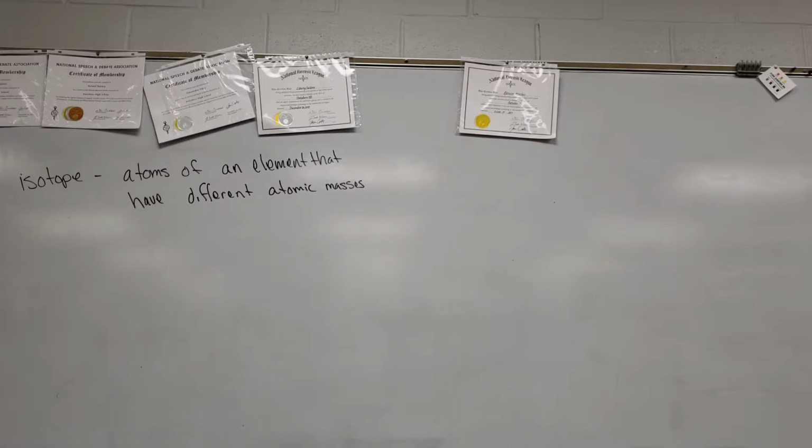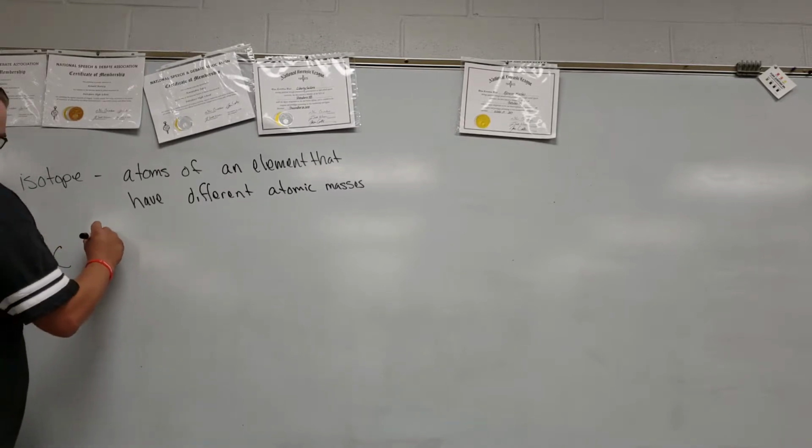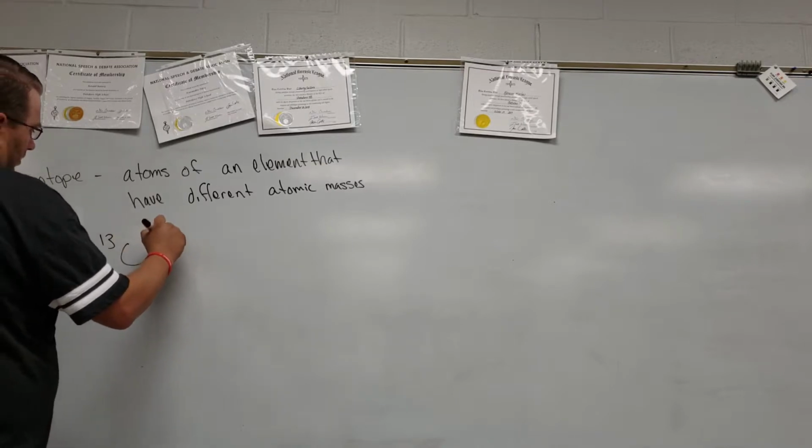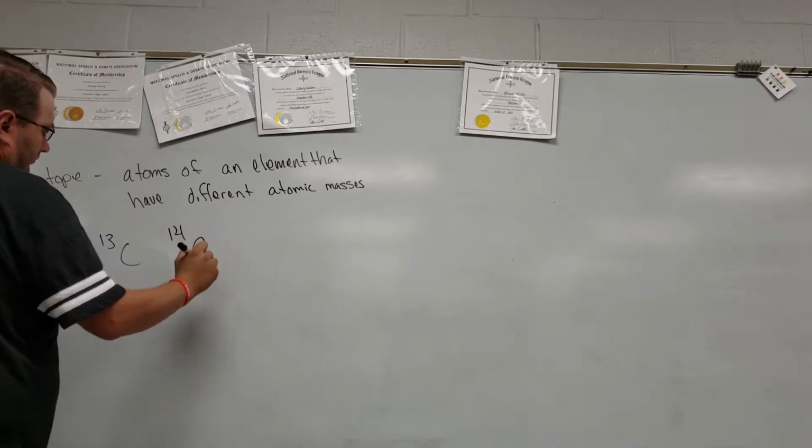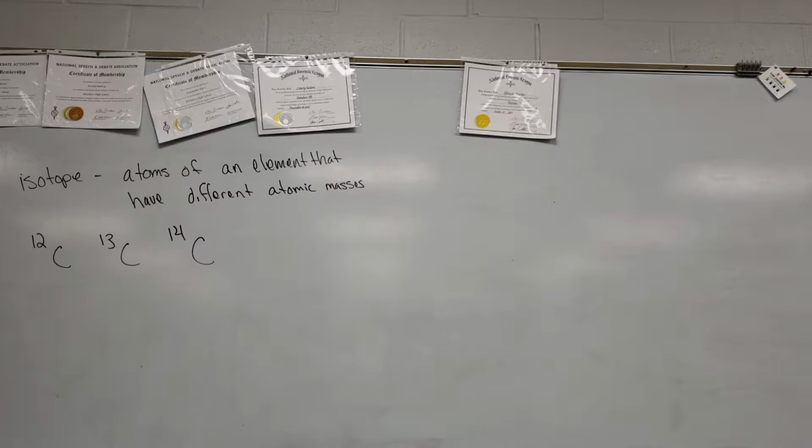Elements can have atoms that have different atomic masses, called isotopes. So, for example, carbon has 3 main isotopes: carbon 12, carbon 13, and carbon 14. Why are there 3 different ones? Because that's how the world works. Is it capital C or lowercase? Capital C, Carbon.